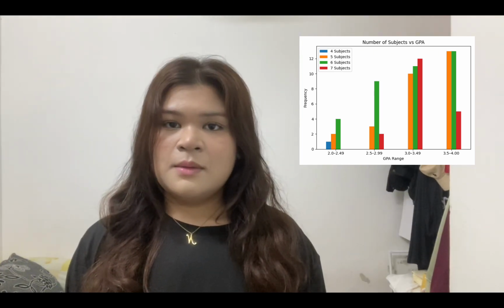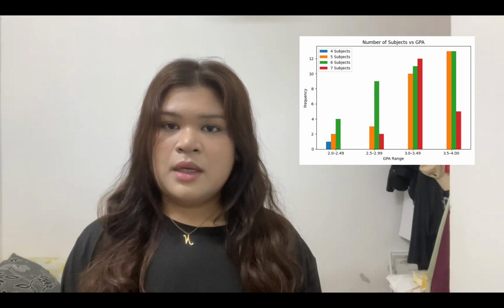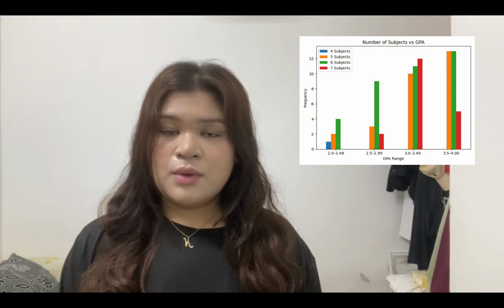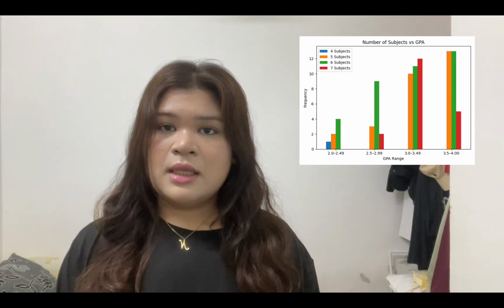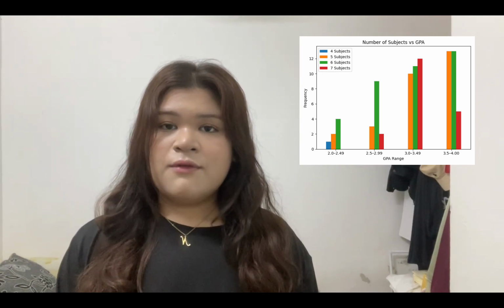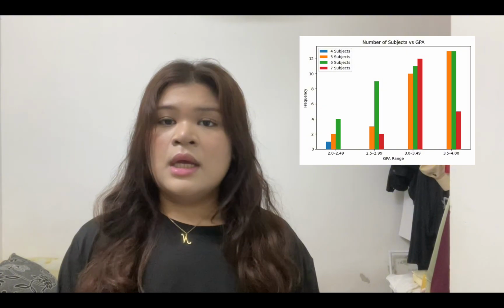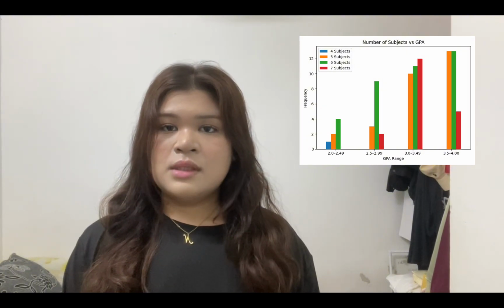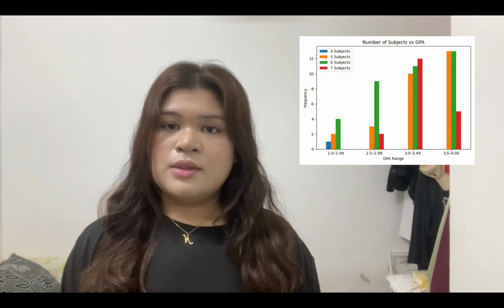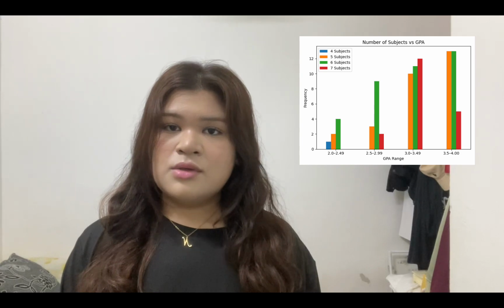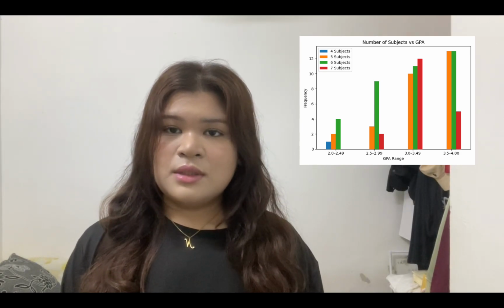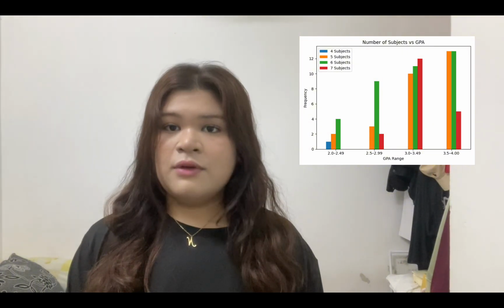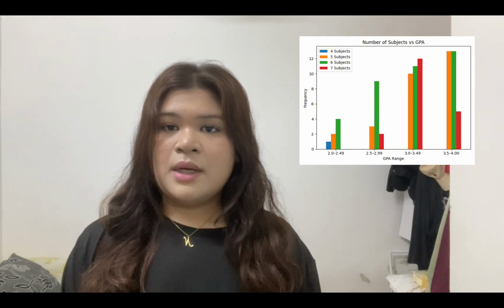Students who take 7 subjects mostly fall within the GPA range of 3.0 to 3.49, which indicates average performance. This may suggest that taking too many subjects can affect academic results. Meanwhile, students taking only 4 subjects are very few, so it is difficult to make a strong conclusion for this group. Overall, students taking 5 to 6 subjects tend to achieve better GPA compared to others.